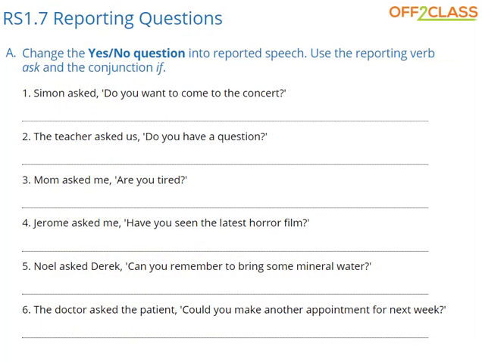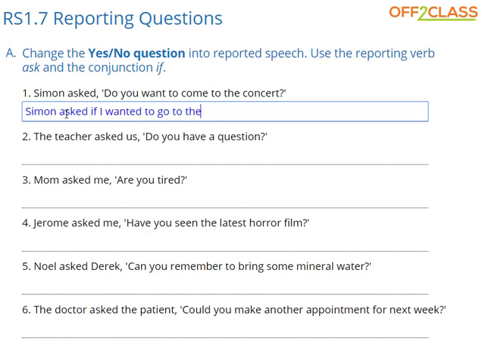Okay, so for the homework, I want you to change the yes/no question into reported speech. Use the reporting verb ask and the conjunction if. Okay, let's try this. Simon asked, "Do you want to come to the concert?" So how do you change this into reported speech? If I wanted to go to the concert. Remember, we have to use if, the conjunction if for these. Wanted because it's in the past tense.